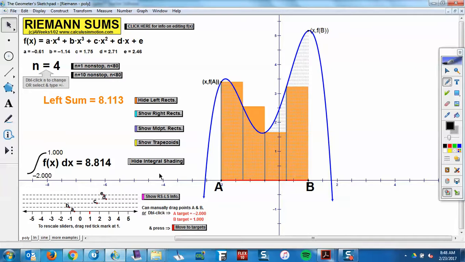Okay, there's 4 left rectangles. Right? Left rectangles. Divide it up into 4 subintervals. Go to the left edge of each subinterval, up to the curve, or down to the curve if it's down here, right? Might be negative. And then you go straight across, draw a rectangle.